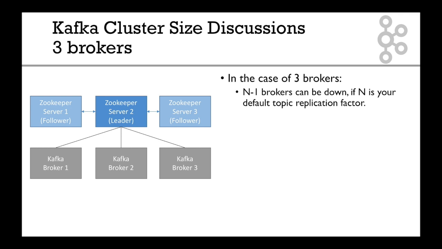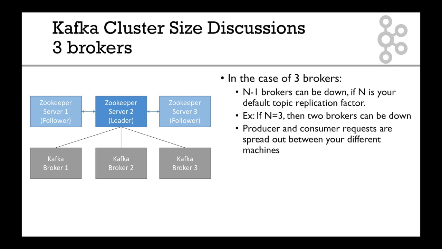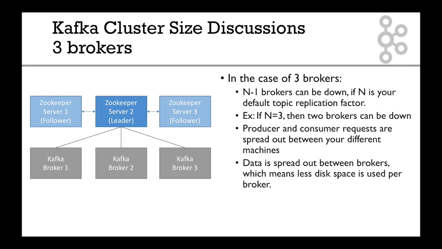So in case of 3 brokers, you can have n-1 brokers down, where n is the replication factor, not the number of brokers. Okay, it's the replication factor. So if you put n equals 3 as the default replication factor, then 2 brokers can be down. And producer and consumer requests are going to be spread out between the different machines, which is awesome. And data is also going to be spread out between the different brokers.